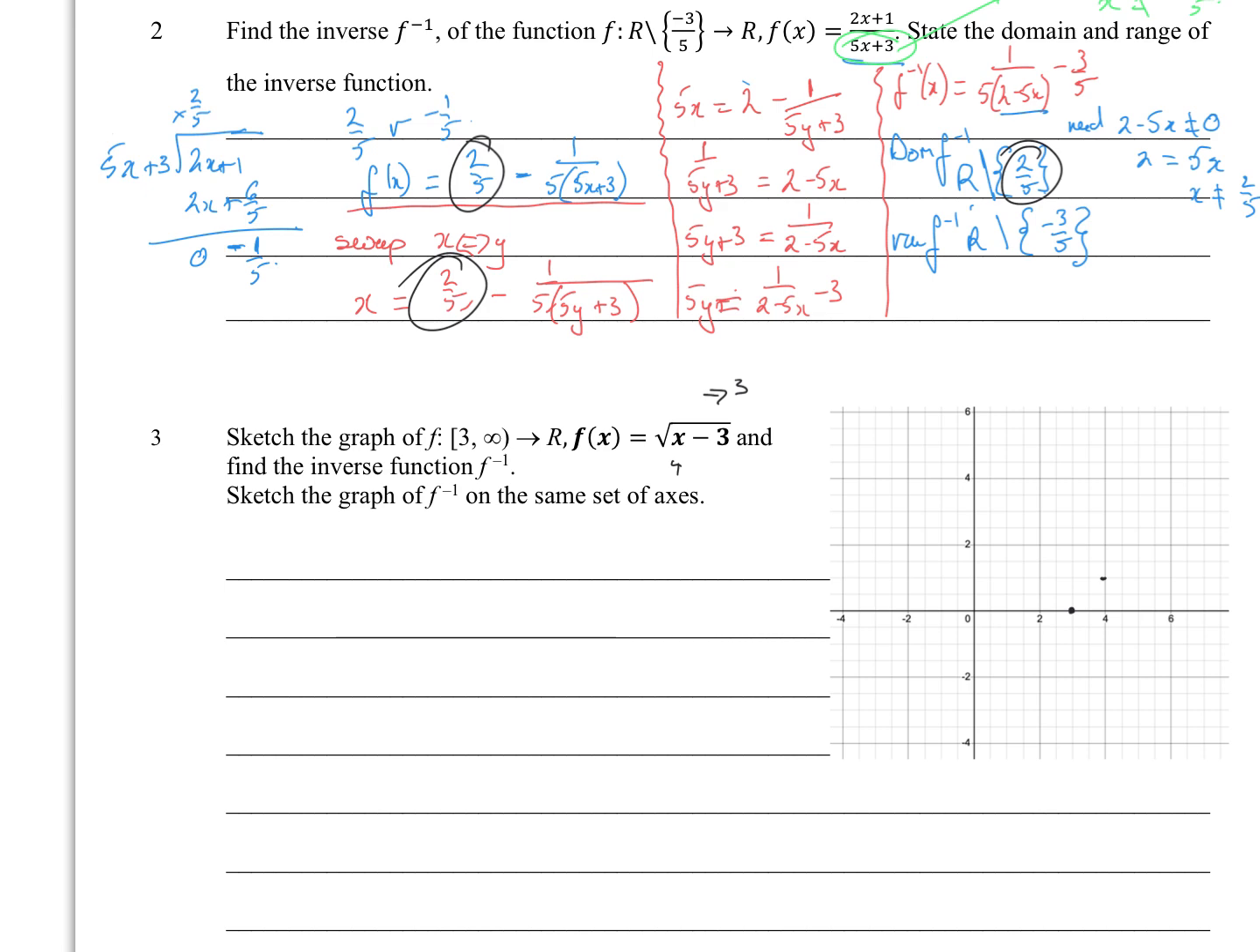Maybe I could argue that that point there is 7. 7 minus 3 is 4. The square root of 4 is 2. So it goes through the point 7, 2. So the function looks a bit like that. That's the point 0, 3.